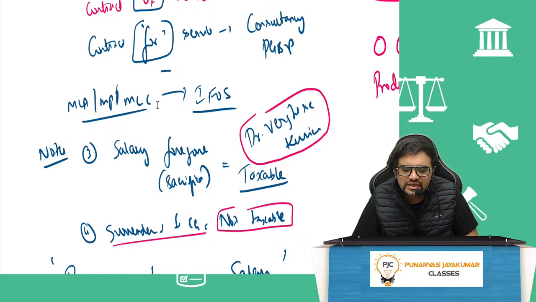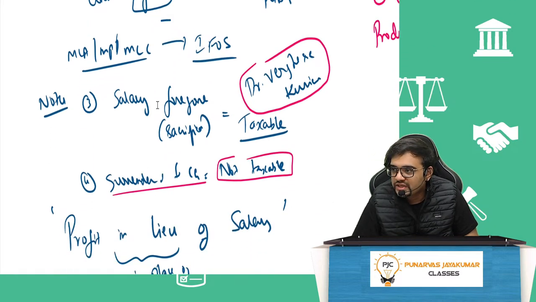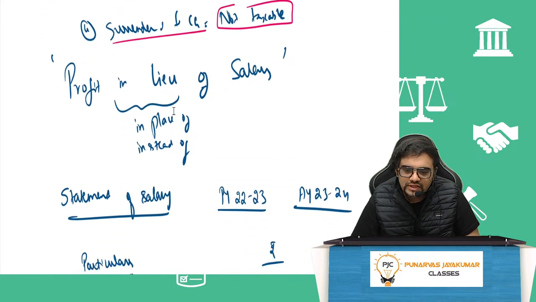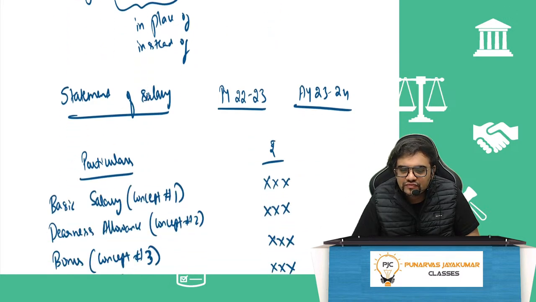However, if you surrender the money to the central government, then only it's not taxable, because they have already got that money. Forget about the 30% tax on it. They want the entire salary for themselves, so obviously they will not tax that. Then there is something called profit in lieu of salary. That is, instead of salary, they'll give other benefits, etc. Everything will be taxable for sure.